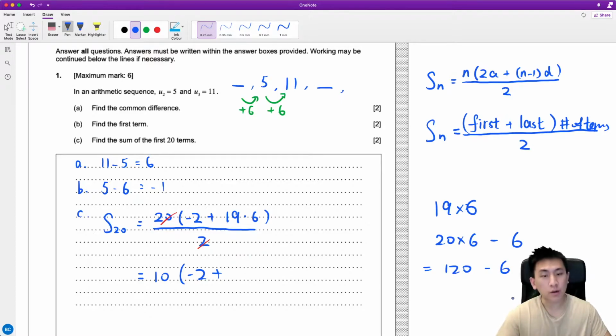Now, if this is a calculator test, right, then I just plug everything into the calculator, then we are done. But since this is not a calculator test, this kind of arithmetic trick comes in very handy. So that's 114, and 114 minus 2 is 112, and times 10 you add a 0. So 112, then we are done.